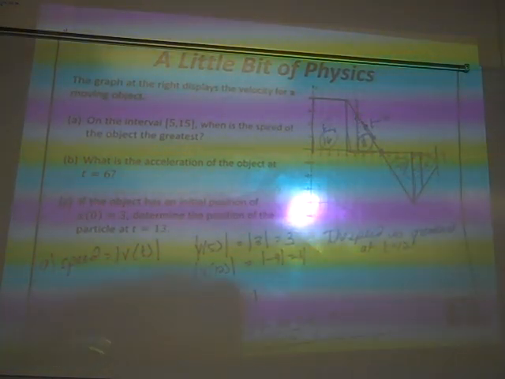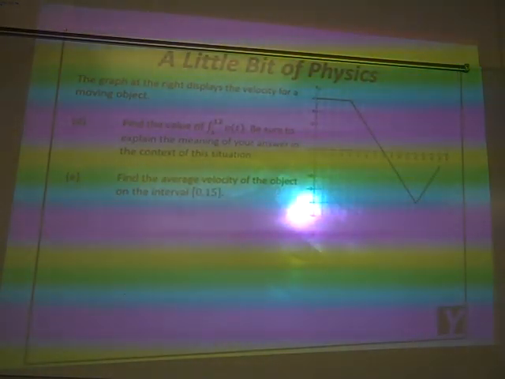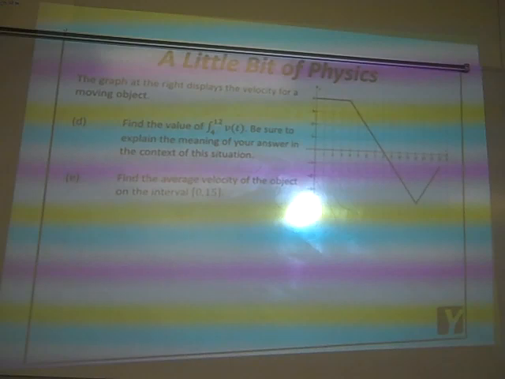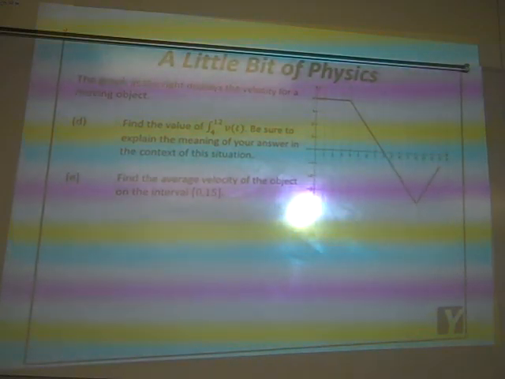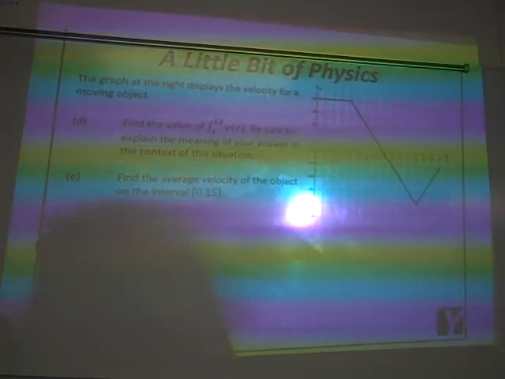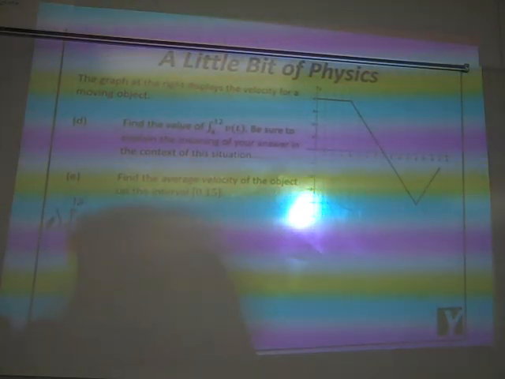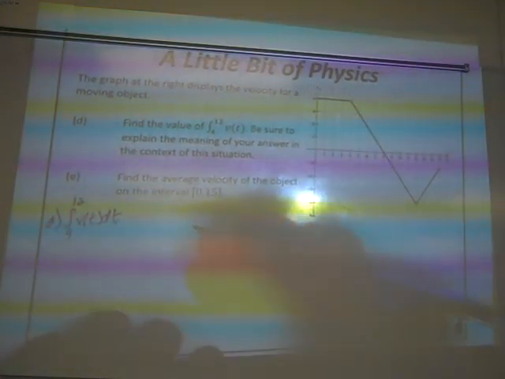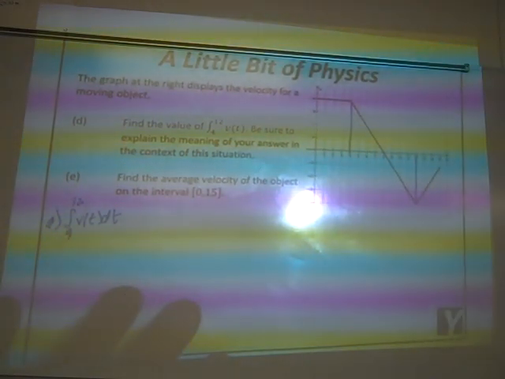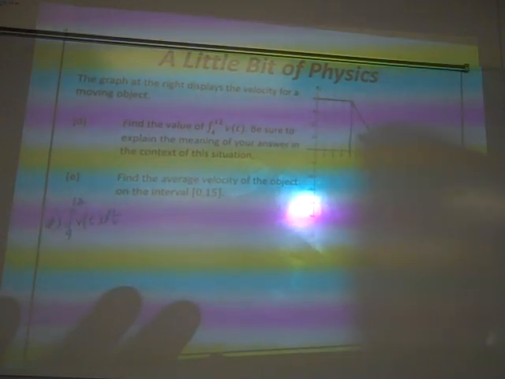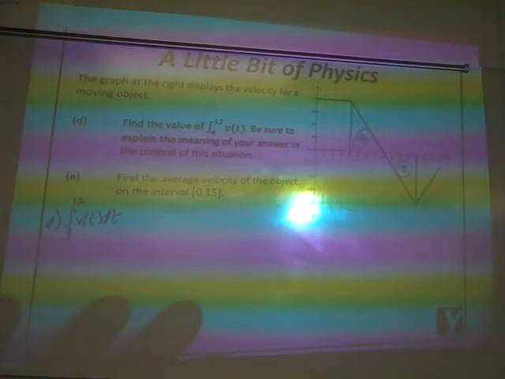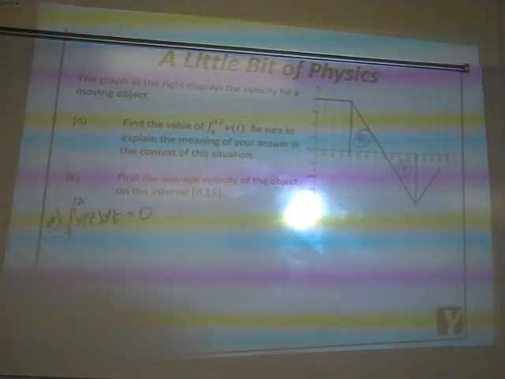Okay, let's go a little bit further with this question. All right, now I want to find the exact value from 4 to 12 of the velocity, and I want to explain the meaning of the answer. Okay, that seems easy enough. So I go from 4 to 12. I want the integral of the velocity, starting over here at 4, going until 12. I have a triangle up here. We've already determined earlier that that has an area of positive 8. Triangle over here has an area of negative 8. And so I get 0.